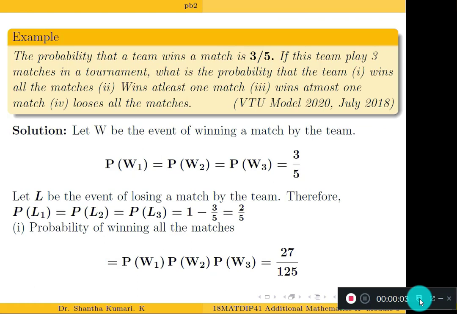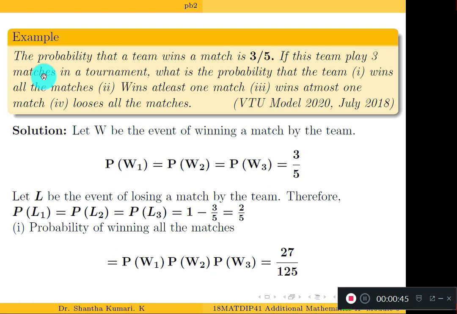The probability that a team wins a match is 3 by 5. If this team plays 3 matches in a tournament, what is the probability that the team wins all the matches, wins at least one match, wins at most one match, loses all the matches? Now only one probability is given here: the probability that a team wins a match. But it plays 3 matches. So you can consider 3 events A, B, C: A as the first match, B as the second match, C as the third match.